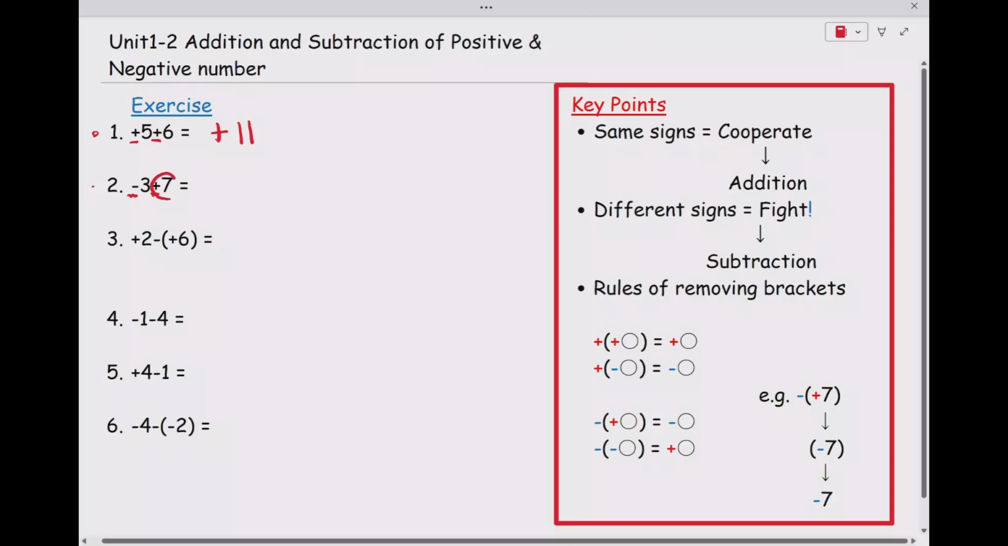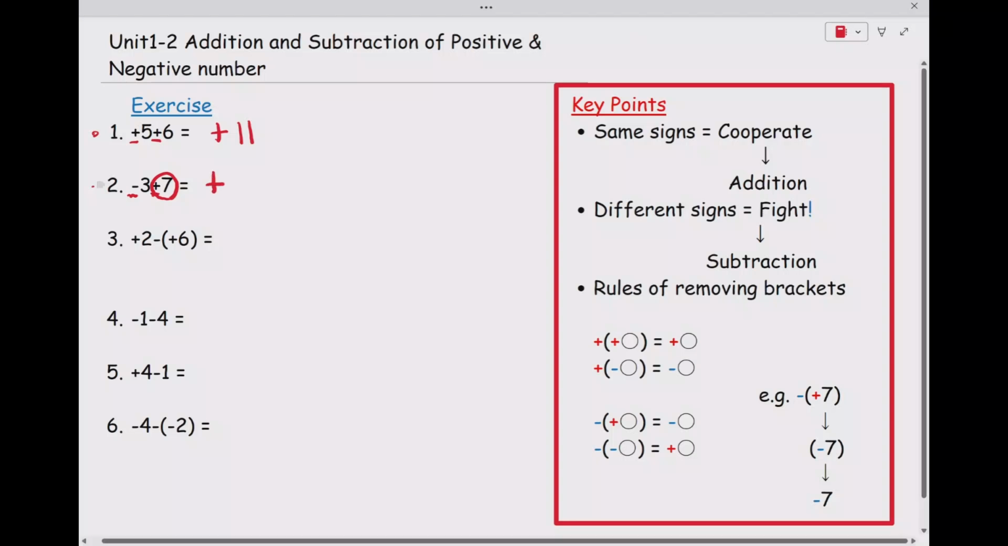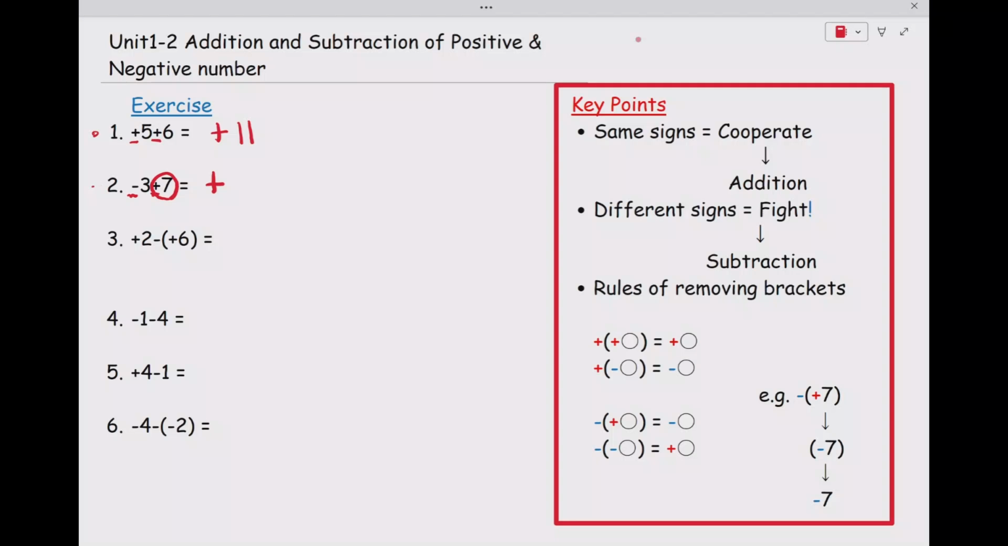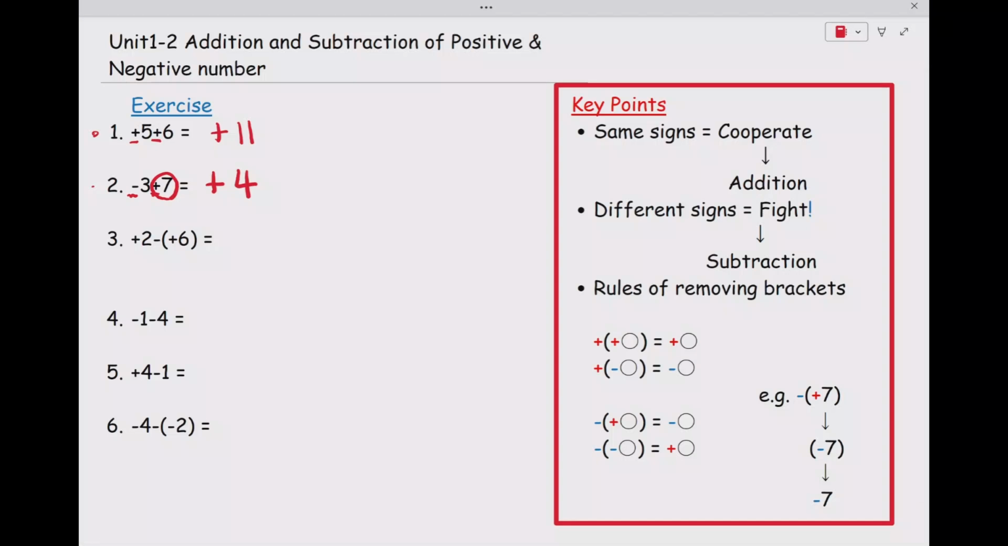So, in this case, the plus team has the bigger number, and therefore the plus team wins. So, the sign for the answer is going to be plus. And, the next step is simply subtract one from the other. The bigger number minus the smaller number. So it is going to be 7 minus 3. And you get 4. Then, together with the winner team's sign, you will know the answer is plus 4.